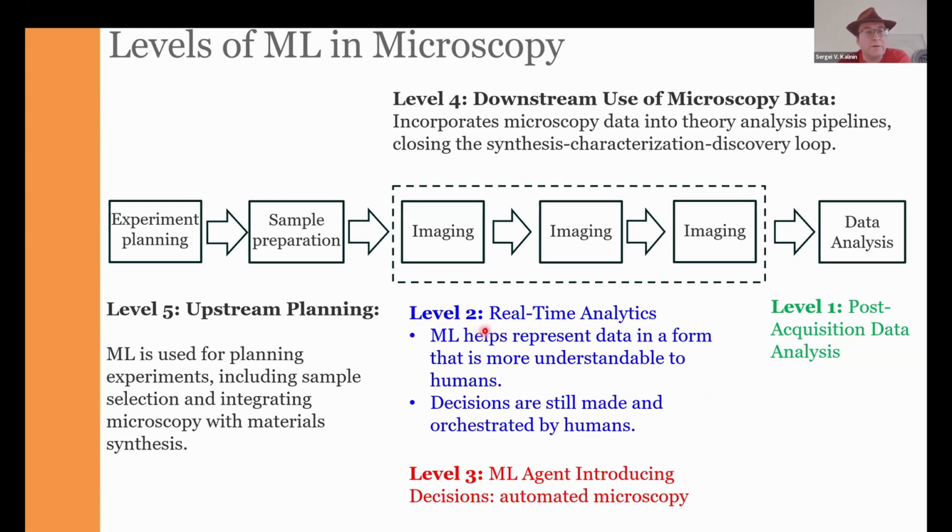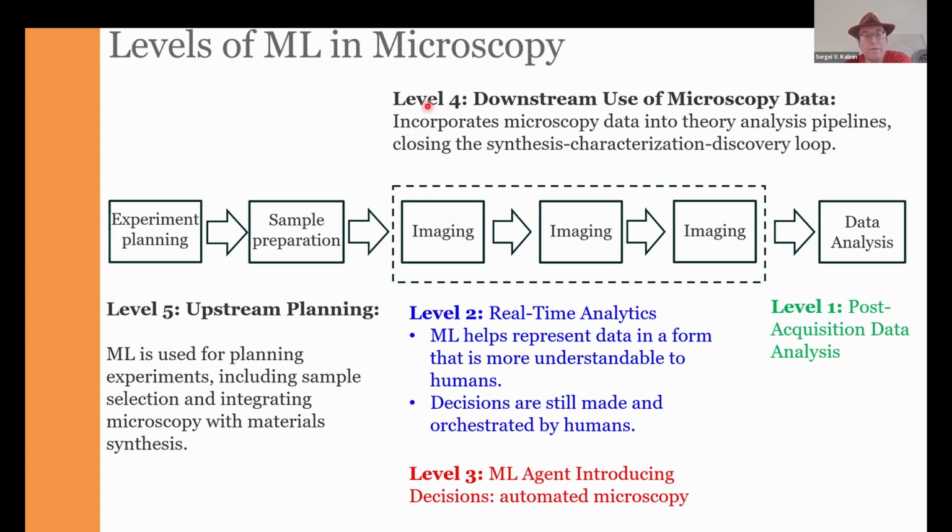The second level of machine learning is real-time analytics. Imagine that your instrument streams data. It can be high-dimensional, or it can be simply too fast, or it can be sampled at very high pixel density. Machine learning can help us represent the data in a form that is more understandable to humans. But at this level, the decisions are still made and orchestrated by humans. The human looks at the data represented in a different form, but it's still the human who decides what to do next. And the autonomy starts at level 3, when a machine learning agent introduces decisions. So this is actually automated microscopy.